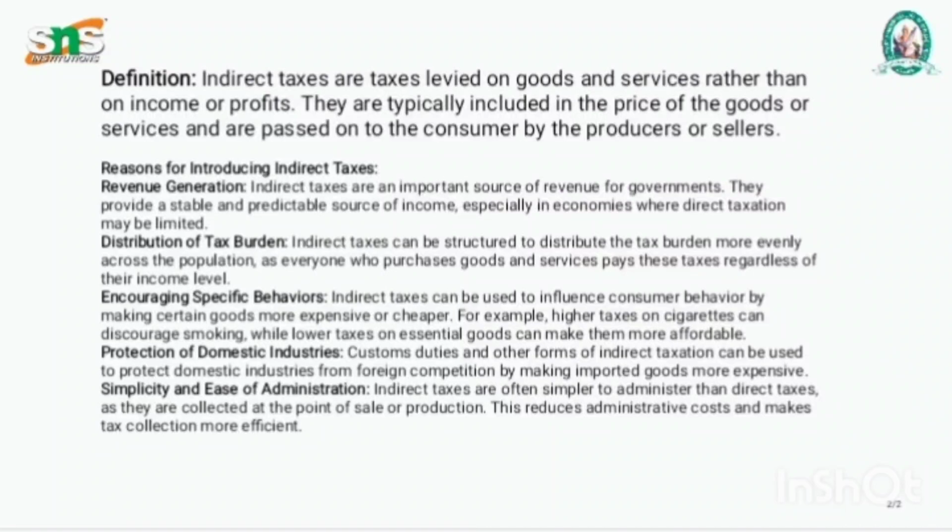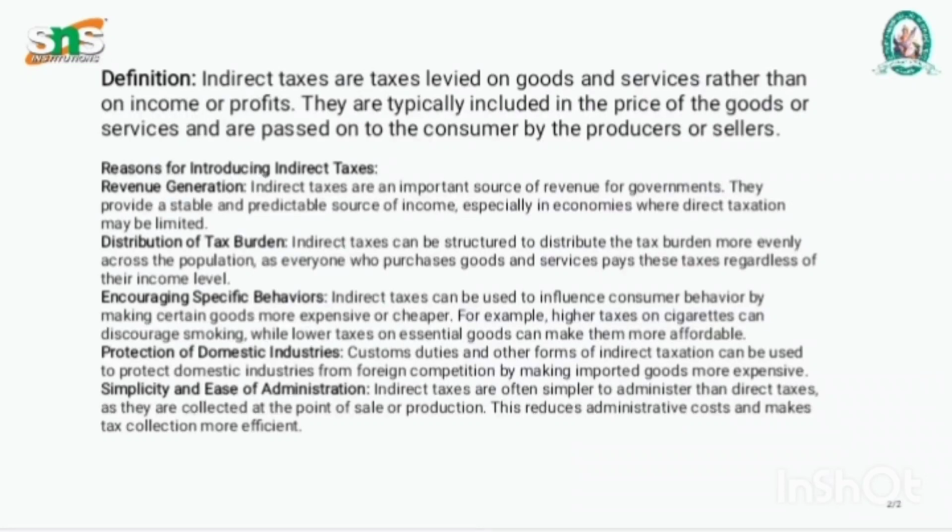Next one is encouraging specific behaviors. Indirect tax can be used to influence consumer behavior by making certain goods more expensive or cheaper. For example, higher tax on tobacco discourages smoking, while lower tax on essential goods makes them more affordable. Next one is protection of domestic industries. Customs duties and other forms of indirect taxation can be used to protect domestic industries from foreign competition by making imported goods more expensive.